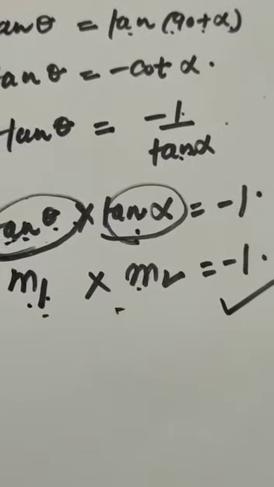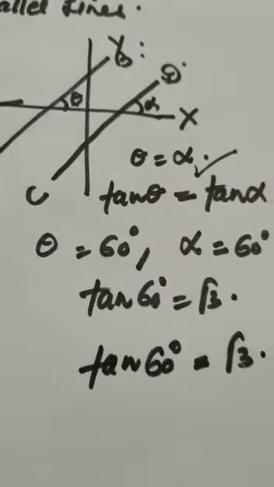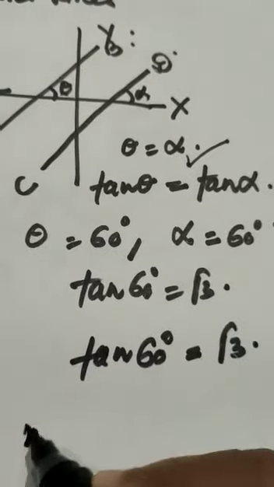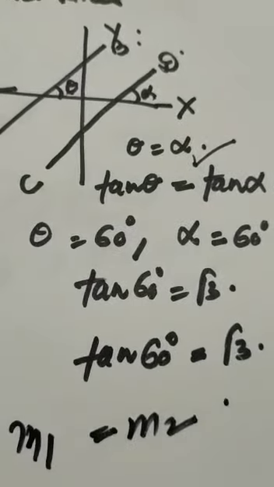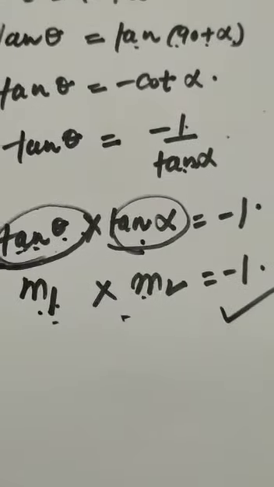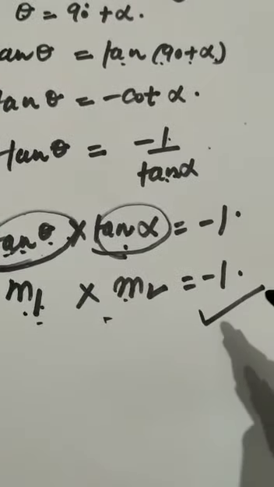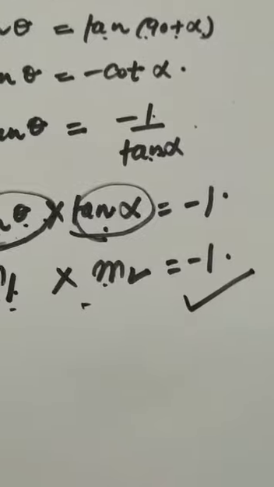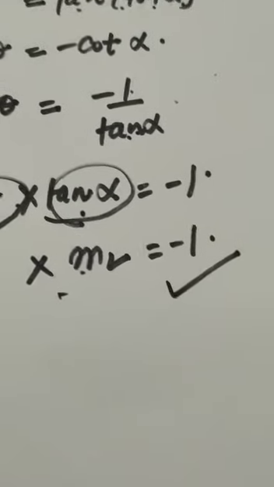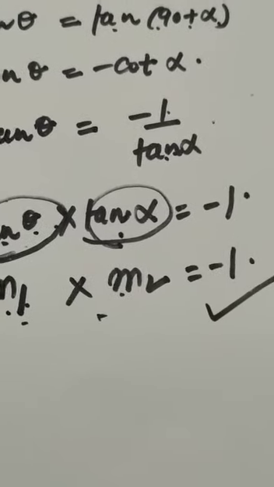So here we have discussed that if we have given two parallel lines, their slopes are equal, M1 equals to M2, and if lines are perpendicular to each other, the product of their slopes is equals to minus 1. So you have to remember these two things, that slope of parallel lines is the same and the product of slopes of perpendicular lines is equals to minus 1.